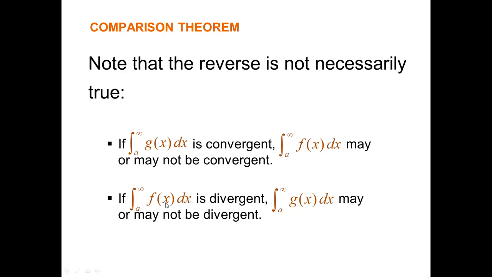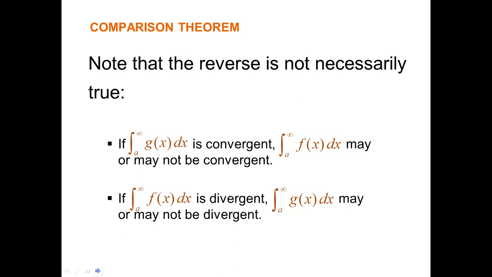Now, in the second statement, we say that if g of x is divergent, the function f of x is also divergent. Now, if we reverse the statement, if the function f of x is divergent, g of x may or may not be divergent. So it does not follow that g of x is divergent. So, this is the comparison theorem. You can use this in determining whether the function will be convergent or divergent without having to find its value.